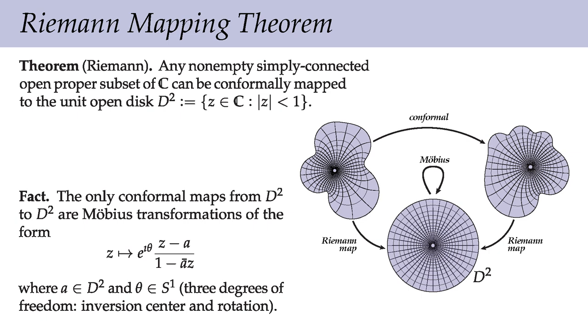Okay, and then we have this fact at the bottom. The only conformal maps from the disk to itself are Mobius transformations, and then you can write out exactly what they look like. But the point is, once I'm at the disk, what are the conformal transformations I can do? Well, I can just rotate around itself, and I can do things that look like those Mobius transformations we saw before. So the mapping to this disk is not completely unique, but once you're at this disk, there's not a whole lot of flexibility left. There's not a whole lot you can do.